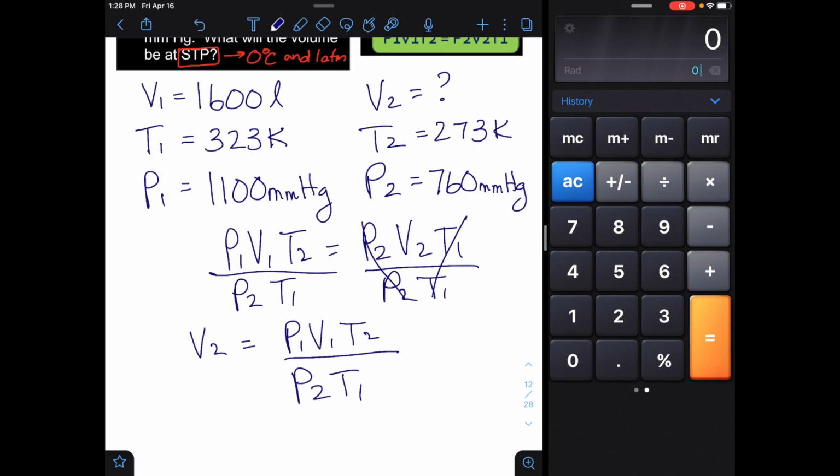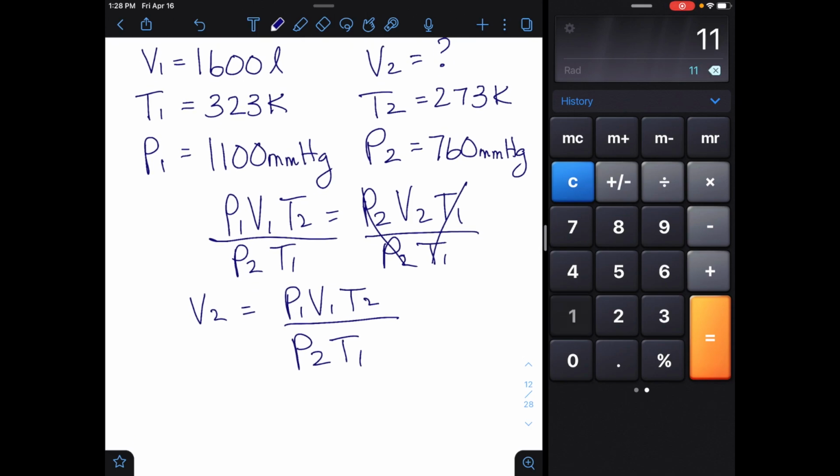Putting this into my calculator, P1, 1100 millimeters of mercury times V1, 1600 times T2, 273 Kelvin, divided by P2, 760 millimeters of mercury. And like I said, I hit the divide by button again for that T1, 323. And then I have less buttons to press on my calculator.